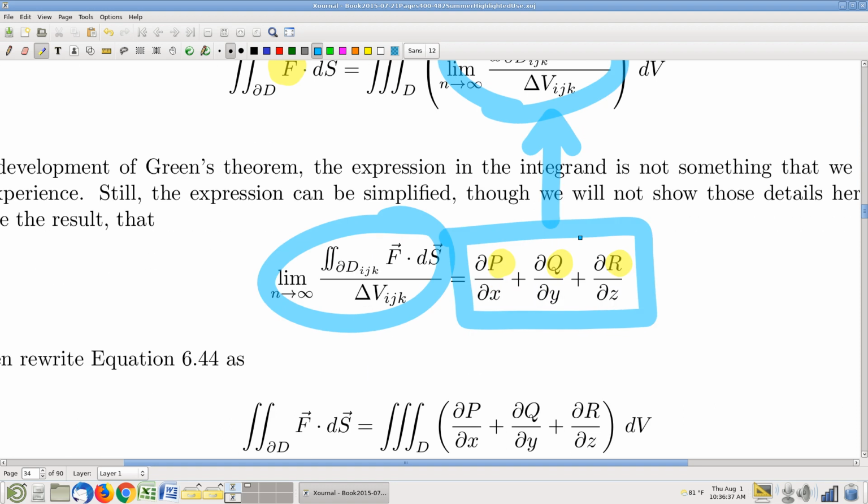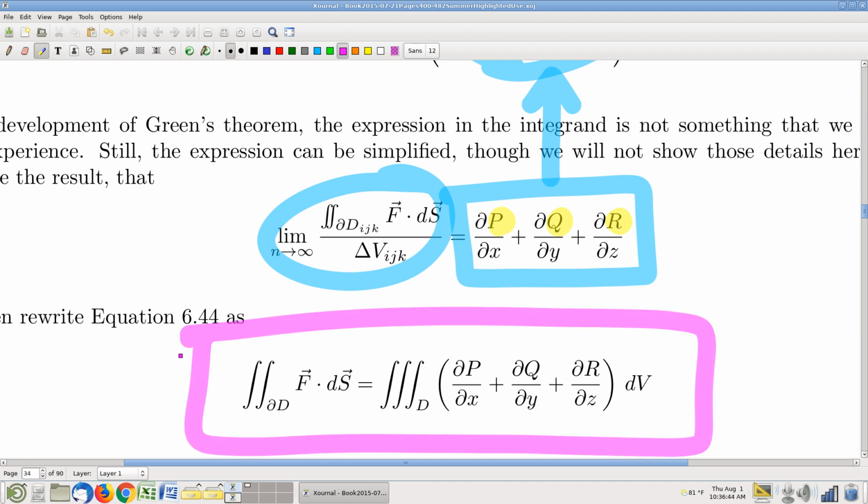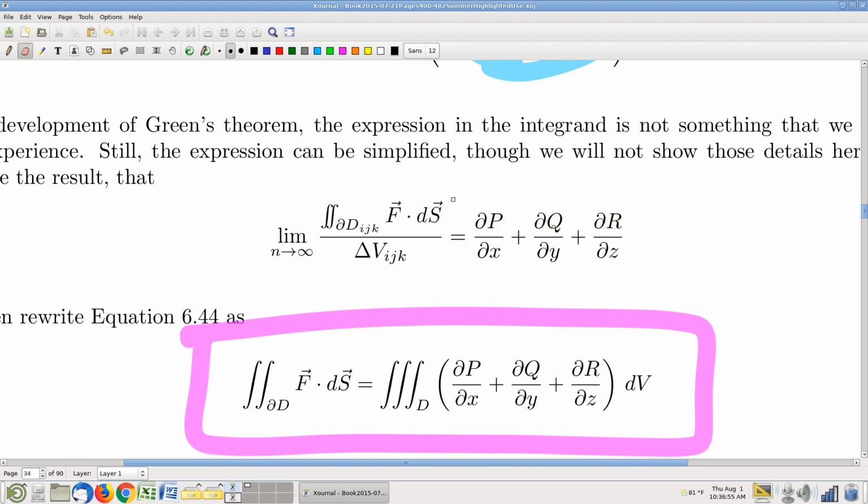Let's see, did I write that down? Yeah, here we go. So the theorem becomes this. All right. How are we doing? Is everybody okay? All right.